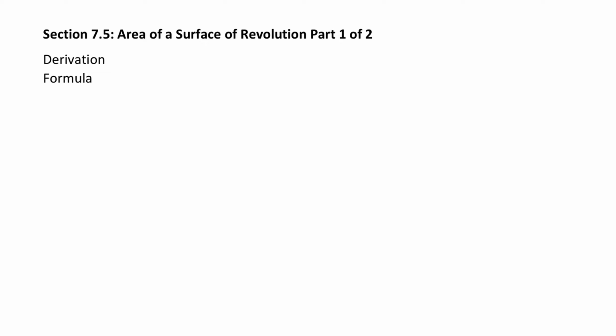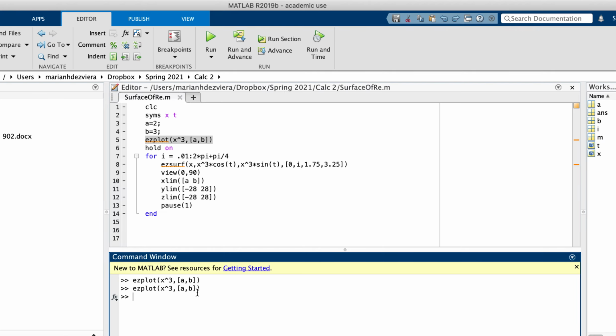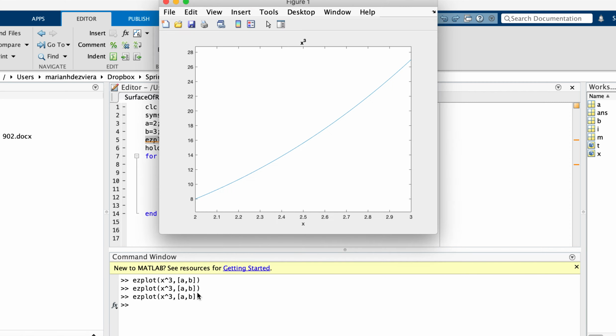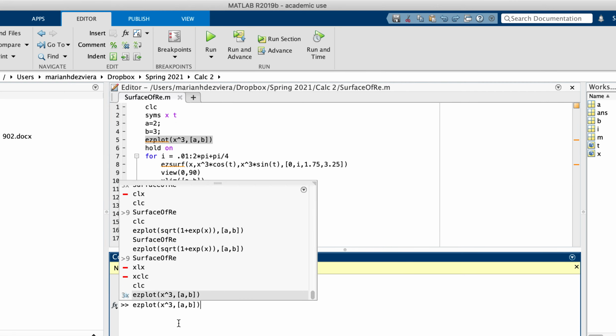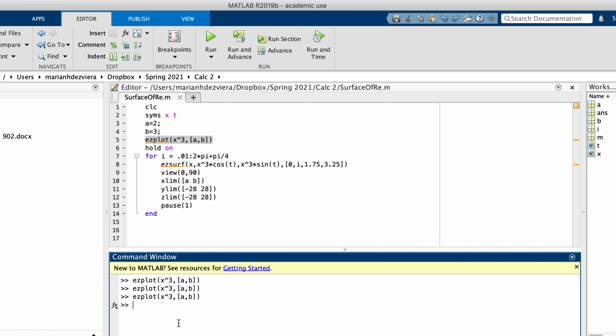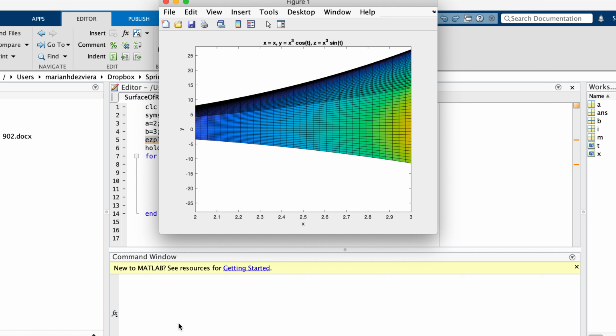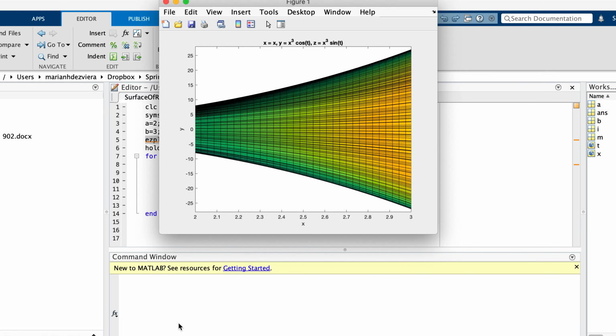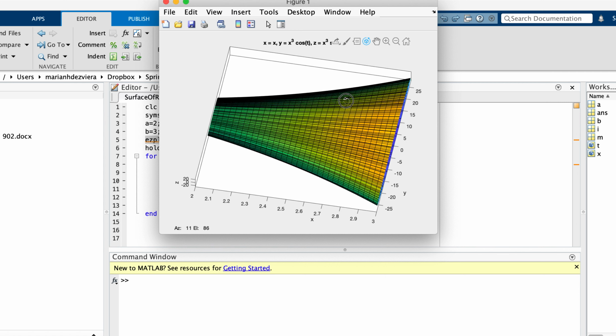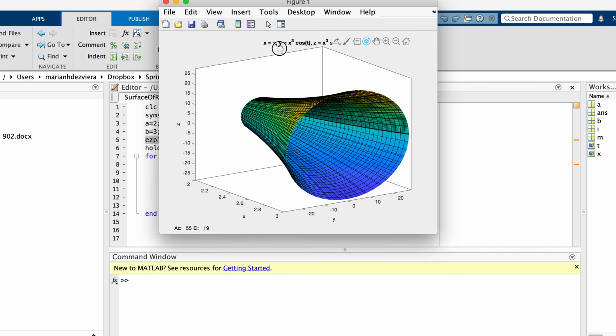Now, I wrote a code in MATLAB to show you what I mean by a surface of revolution. The idea is that say I have the graph of x cubed from 2 to 3, and I want to rotate it about the x-axis. If I do that, what I obtain is something that looks like this. This is what happens if I'm looking at this surface from the xy axis. But this is what you actually get: a three-dimensional figure that looks like this.